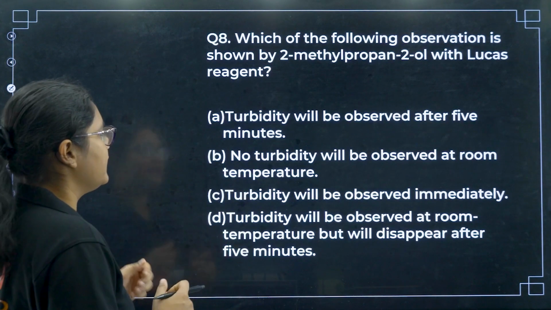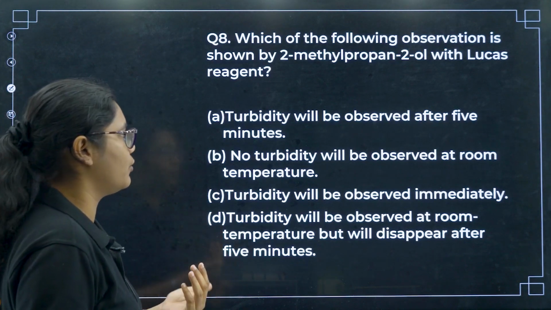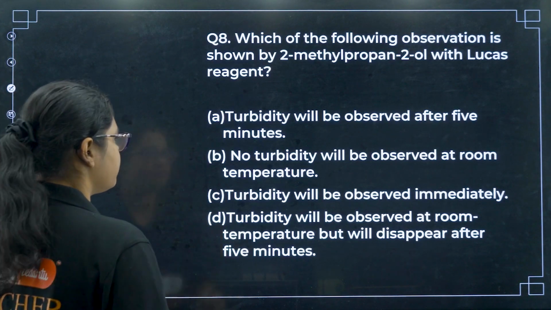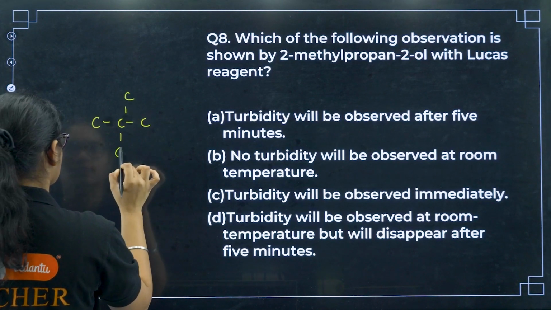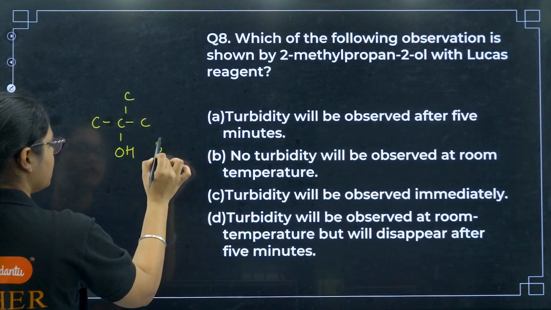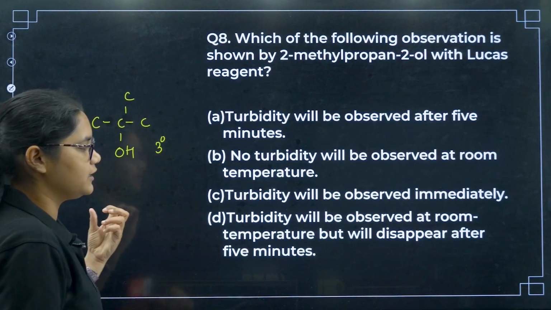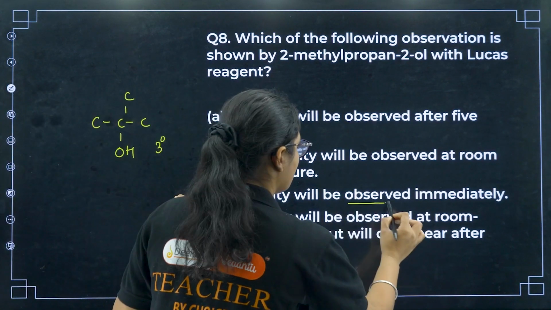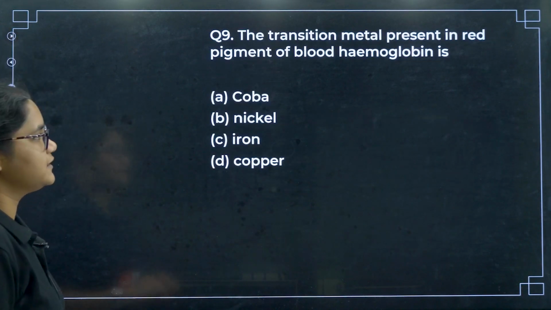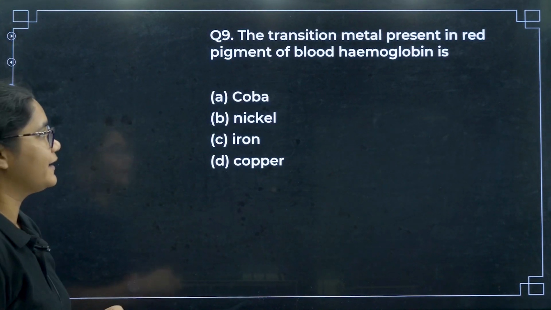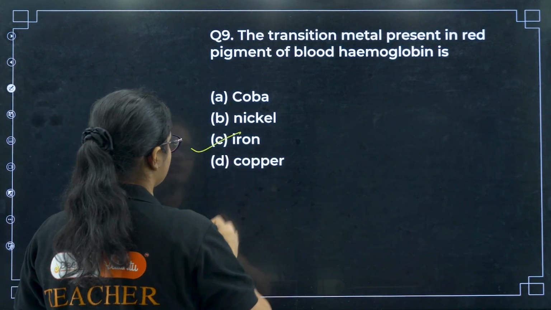Let's see question number 8. Which of the following observations is shown by 2-methylpropan-2-ol with Lucas reagent? So if I have 2-methylpropan-2-ol, it is a tertiary alcohol. Tertiary alcohol means immediately turbidity will form. So turbidity will be observed immediately, option number C. Okay. Next, the transition metal present in the red pigment of blood, hemoglobin, is iron, option number C.